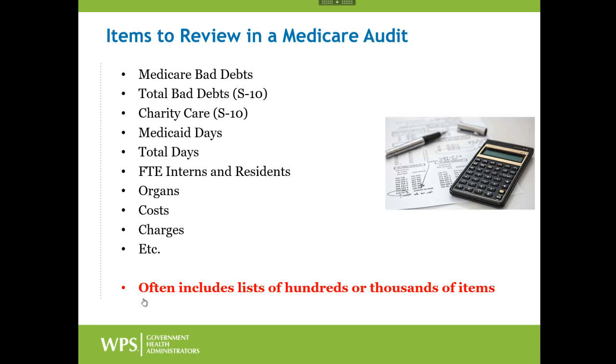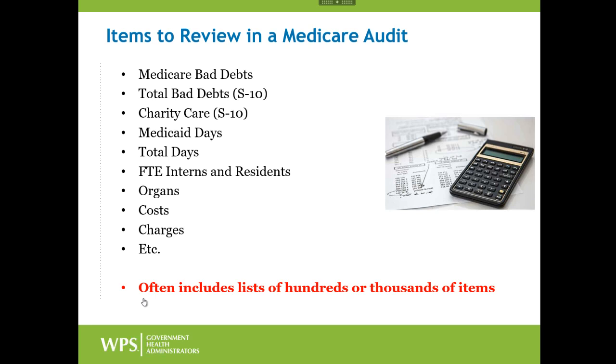S-10 uncompensated care audits. We also have Medicaid days, total days. These are part of DSH audits. We might have FTEs for interns and residents as part of our medical education audits. We have organs for organ acquisition. And then we might have costs, charges, or statistics for a variety of other reasons. Now, I have a big etc. here because there are a variety of other things that could be audited during a Medicare cost report audit. Really, anything on that cost report is potentially subject to audit.